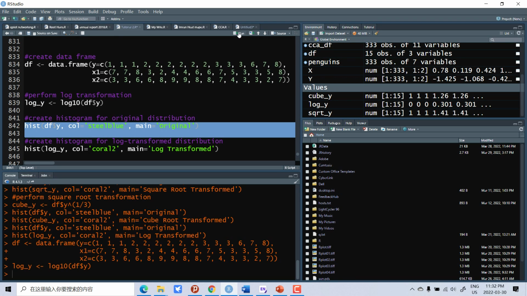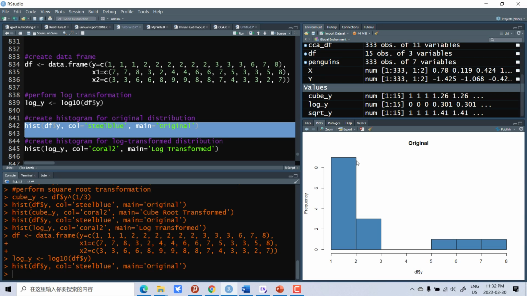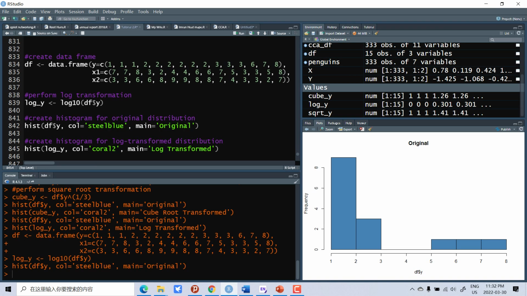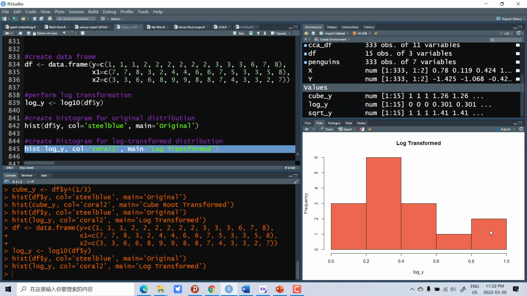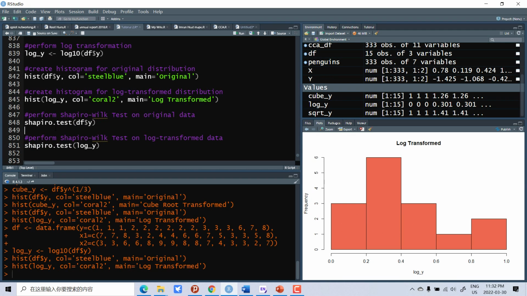This is original. You can see here, there is a totally unequal distribution. This is so high and here is so low. So now we can create the histogram of this log. So now you can see it is almost equally distributed. Now we can perform the Shapiro test of the original data.